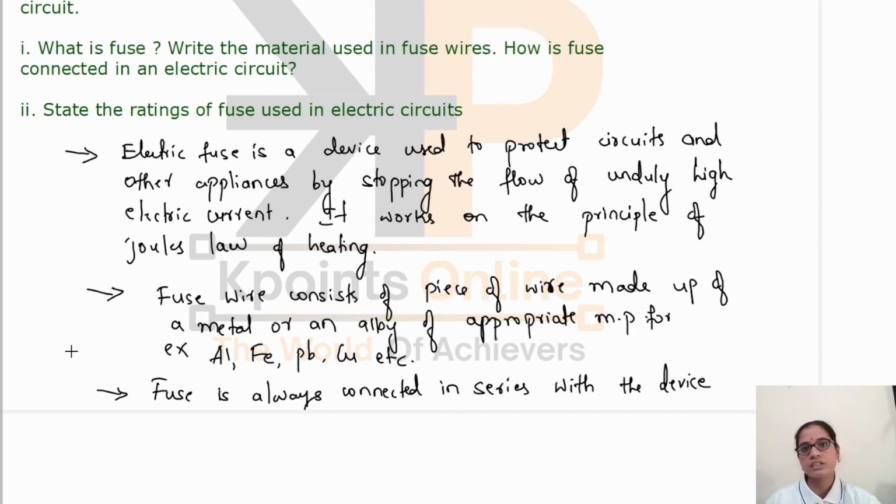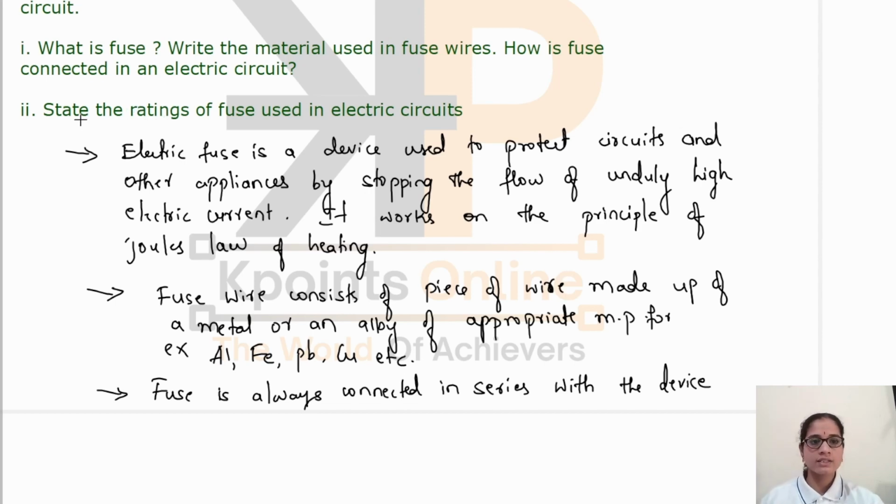What happens if the fuse is connected in parallel with the device? Even though the wire which is present in fuse breaks, the circuit will not break, as in parallel connection the path of current will be different, so it will not prevent any short circuit. So always this fuse is connected in series with the device.